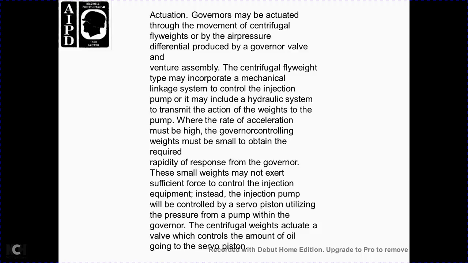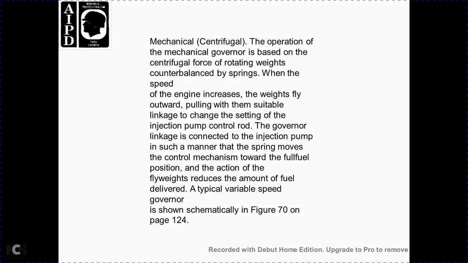The small weights do not exert sufficient force for the control of the injection equipment. Instead, the injection pump servo piston utilizes the pressure of the pump with the governor. The centrifugal weight actuates the valve to control the amount of oil going into the servo piston.